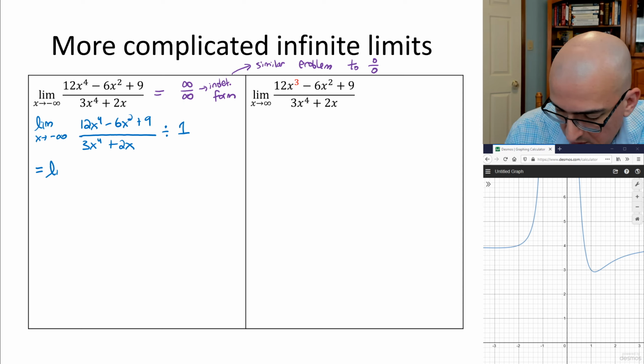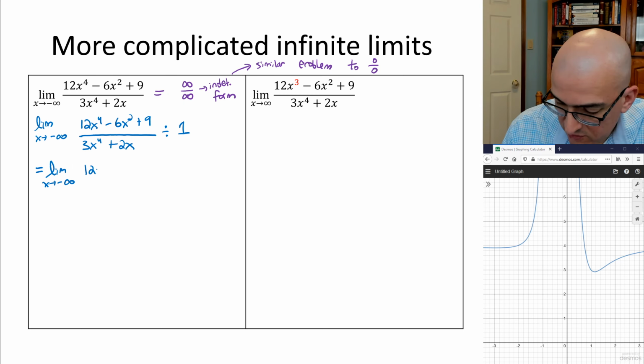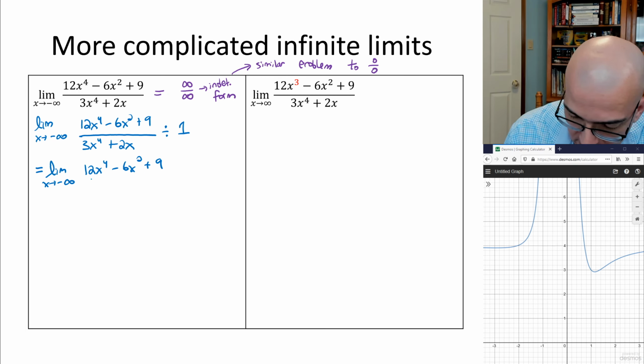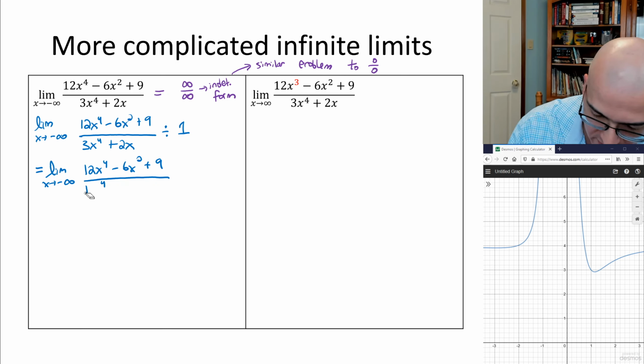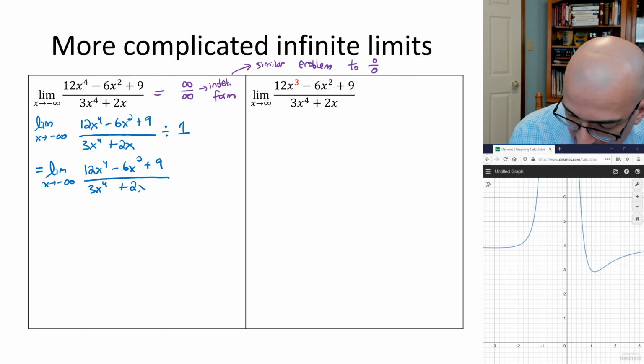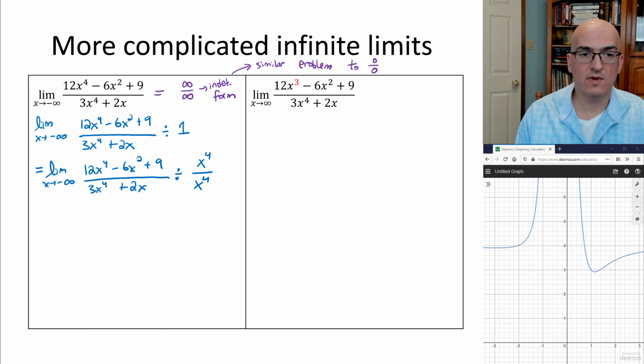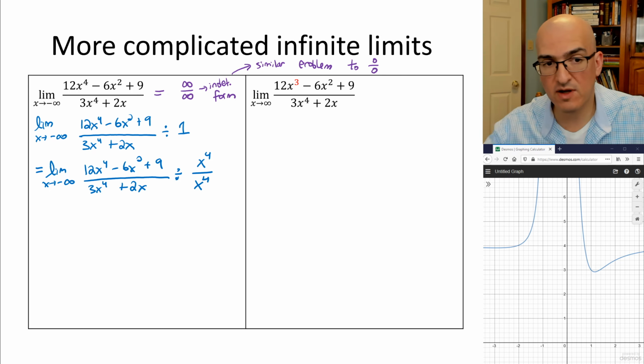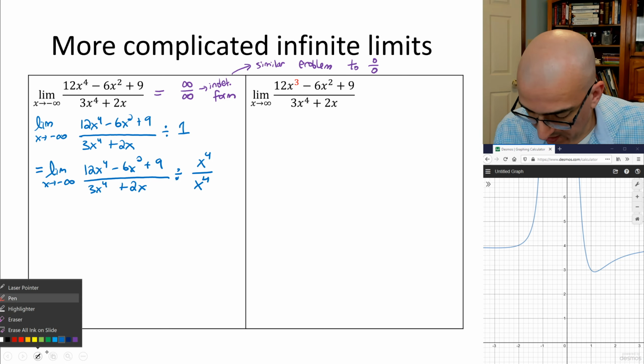As x approaches minus infinity of 12x to the 4 minus 6x squared plus 9 divided by 3x to the 4 plus 2x. I'm going to divide by x to the 4 over x to the power 4. That's equal to 1. Same thing on top and bottom. Now, why 4?